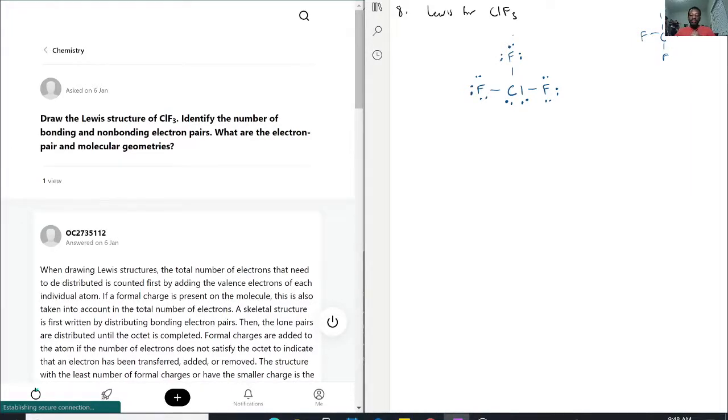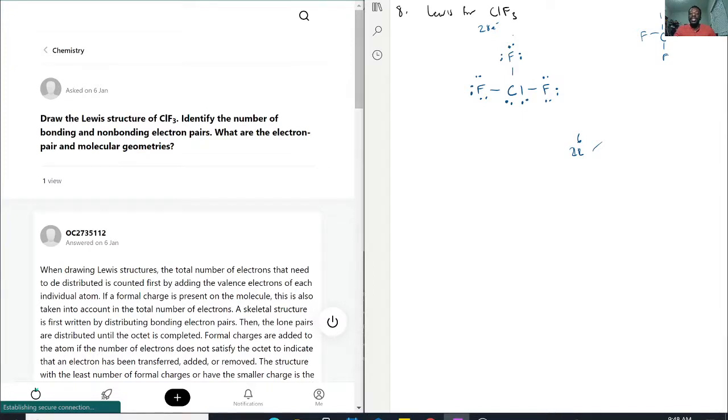Okay, so it's asking us for the number of bonding and non-bonding electron pairs. Before we do that, let's make sure this is correct. As we said, we want to work with 28 electrons. Do we have that? We have 3 bonds, that's 6. And then how many lone pairs do we have? 1, 2, 3, 4, 5, 6, 7, 8, 9, 10, 11. That's 11, so that's 22 electrons because lone pairs have 2 electrons each. So 6 plus 22 is indeed 28.